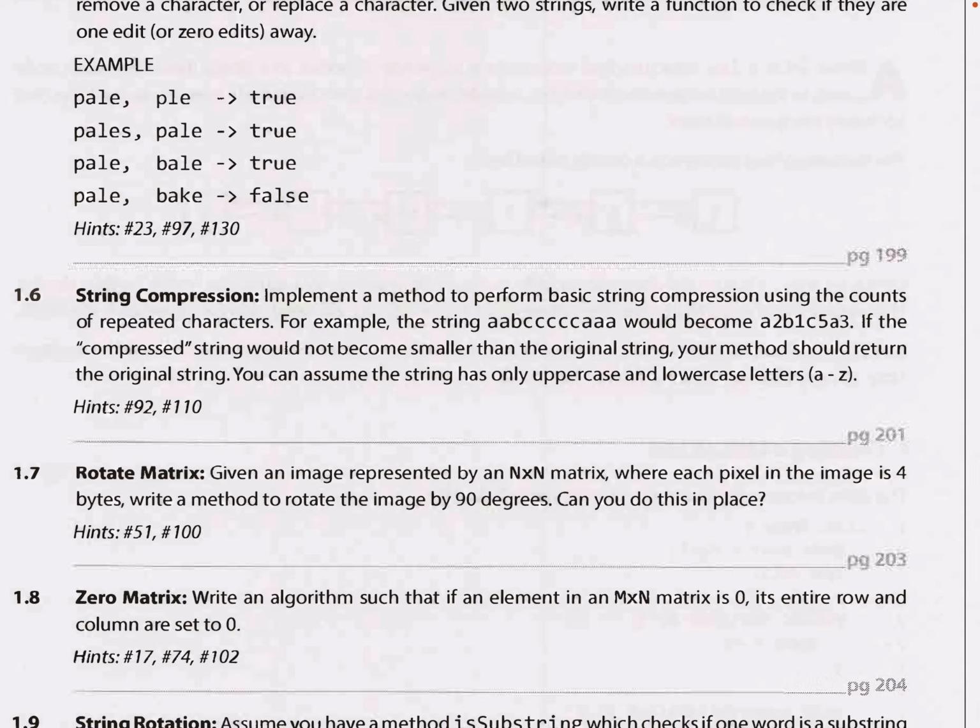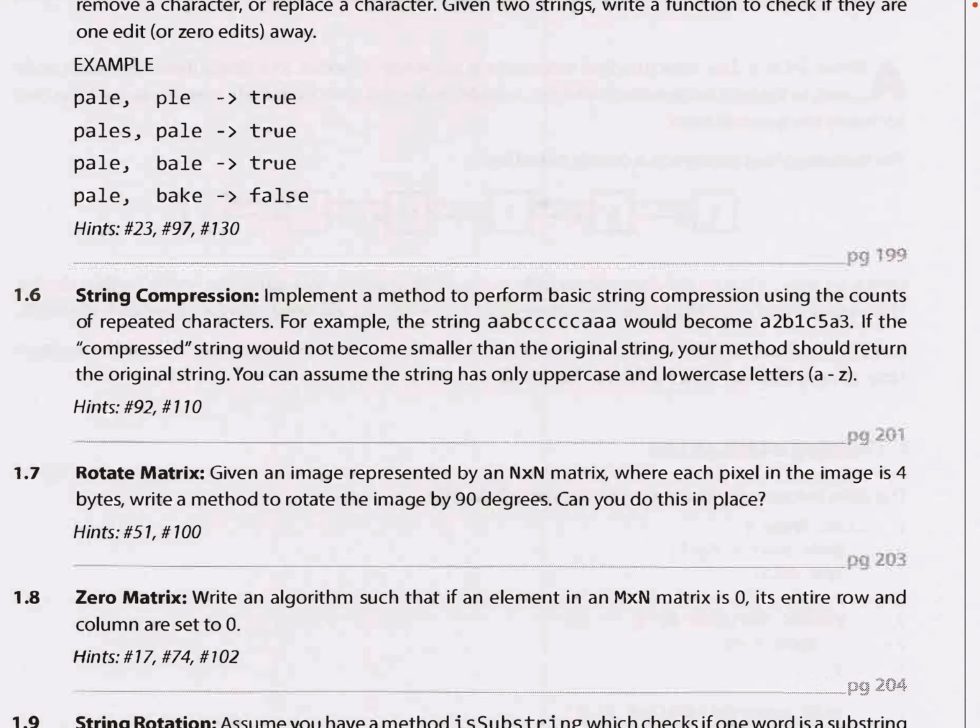Anyway, so the question, 1.6, string compression, is to implement a method to perform basic string compression using the counts of repeated characters. For instance, A, two B's, quintuple C, triple A become A2, B1, C5, A3. If the compressed string would not be smaller than the original string, your method should return the original string. You can assume that the string has only uppercase and lowercase characters.